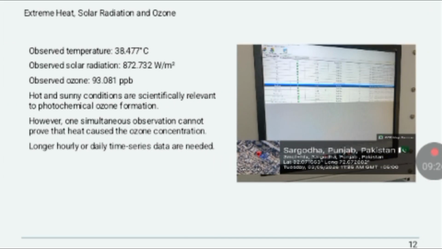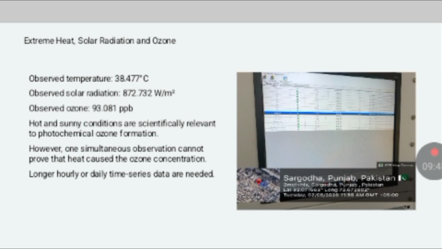In this slide, I would like to explain one of the most important scientific relations in my project: the relationship between high temperature, solar radiation, and ground level ozone. Temperature itself does not directly produce ozone. However, when high temperature occurs together with sunlight, it can create favorable conditions for chemical reactions in the atmosphere. In the presence of precursor pollutants, these reactions can contribute to ground level ozone formation, and ground level ozone formation will enhance or influence the higher temperatures.